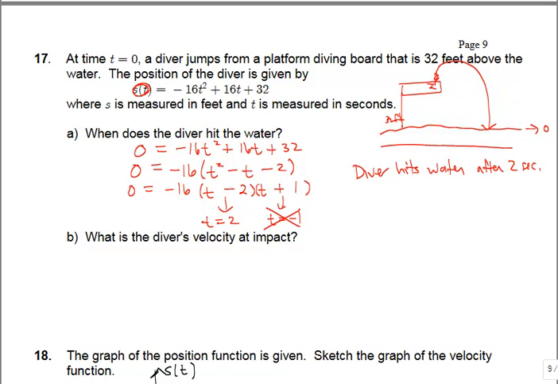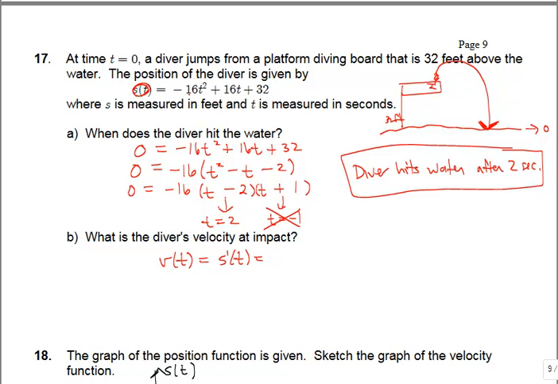Okay? So now, part B, what is the diver's velocity at impact? So how fast is he or she going into the water right as they splash in? This doesn't say instantaneous velocity, but it's implied. When it says velocity, it means v of t, which means the derivative s prime of t. So to find this velocity, we need to take the derivative of this position function.